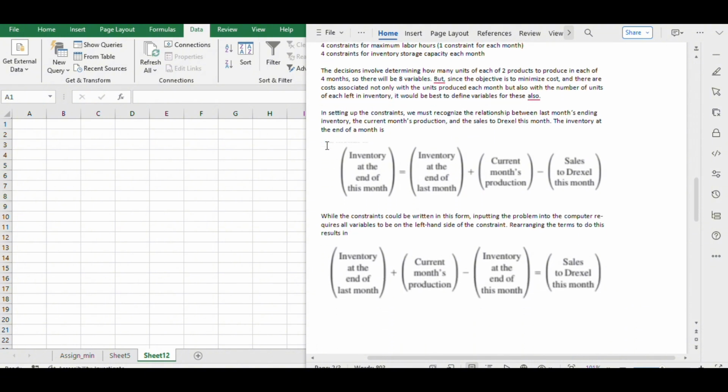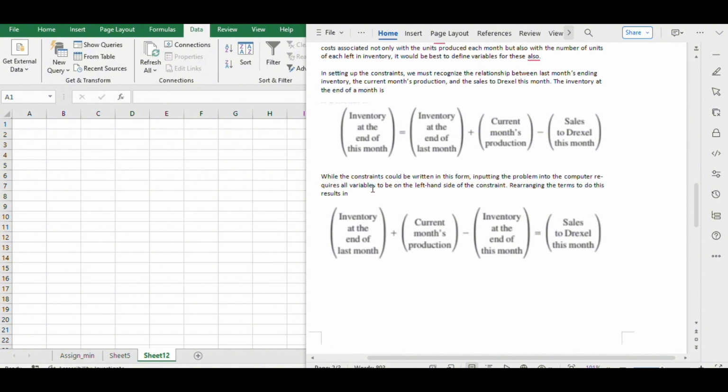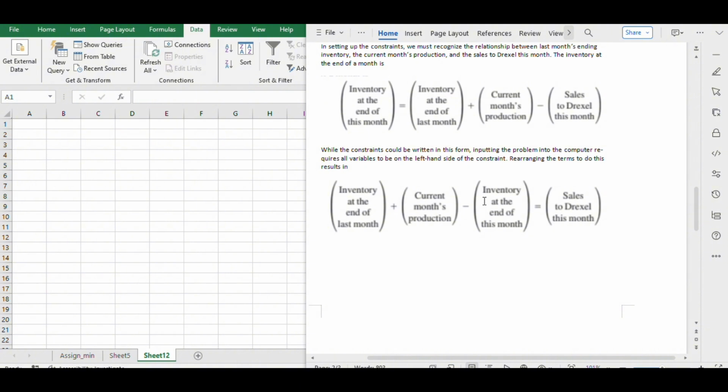Then in setting up the constraints, we will also recognize the relationship between the last month's ending inventory and the current month's production through the sales to the Drexel this month. As you can see from this formula, inventory at the end of this month should be equal to the inventory at the end of last month plus the current month's production minus sales to Drexel. But while the constraints could be written in this form, inputting the problem into the computer requires all variables to be on the left-hand side of the constraint. So we are just going to rearrange it.